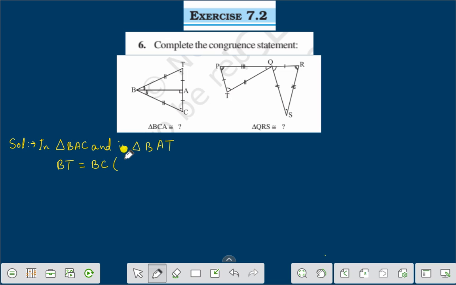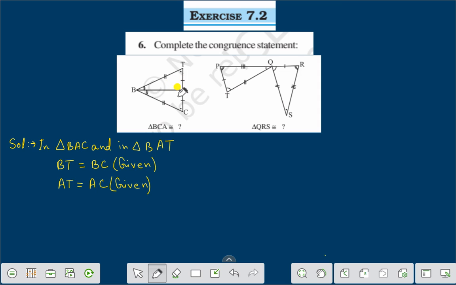It is given. And AT is equal to AC. This is also given.